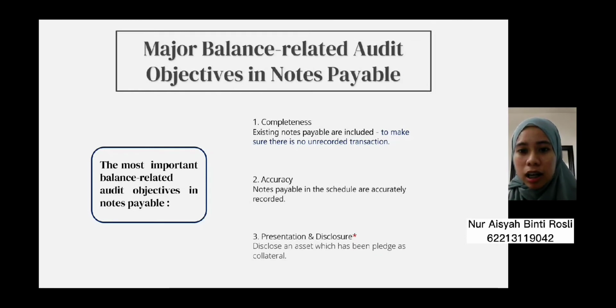Next is accuracy. Accuracy is to make sure notes payable and the installments are properly recorded, so it can avoid mistakes such as keying in the wrong information. In addition, presentation and disclosure are also important because, for example, if you have a secured loan, you need to disclose your asset which has been pledged as collateral for your acquired loans, such as mortgage loans.